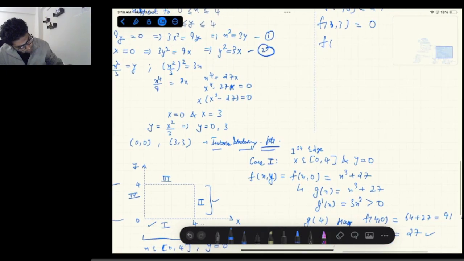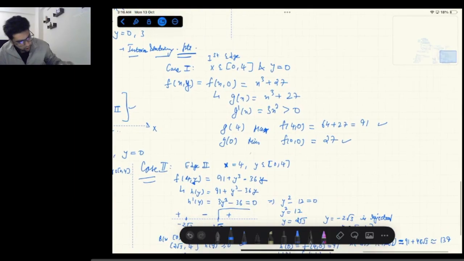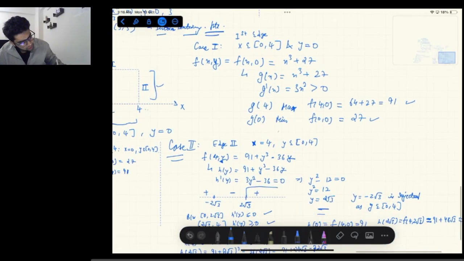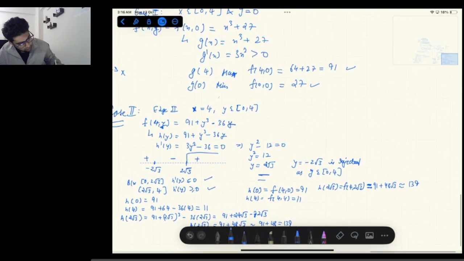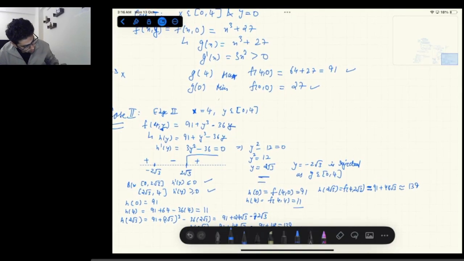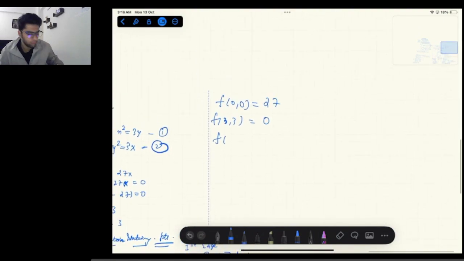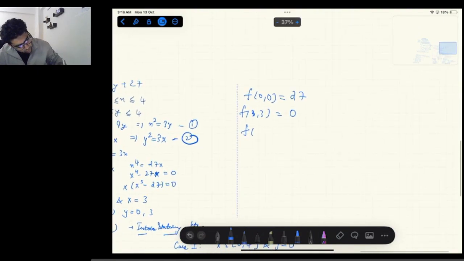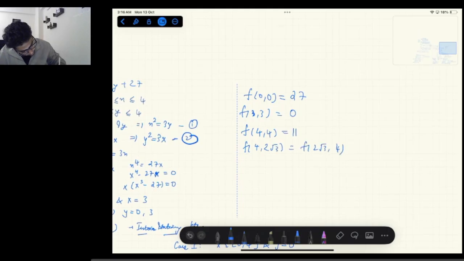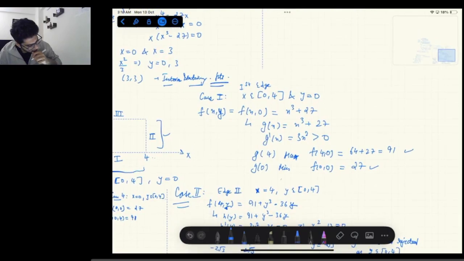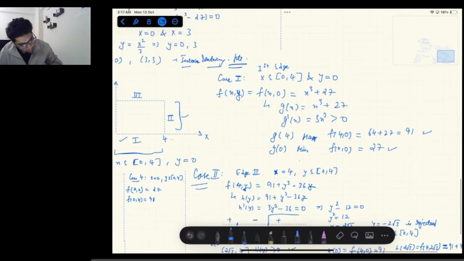So the largest point or the least point, I am going to just write this. The least point from here becomes this 11, and the largest point becomes this 4 comma 2 root 3, and from there also. So I'm just writing those 2 points only, I'm not writing the other points. So f of 4 comma 4 is equal to 11, and f of 4 comma 2 root 3 is equal to f of 2 root 3 comma 4, f of 4 comma 0 is 91.